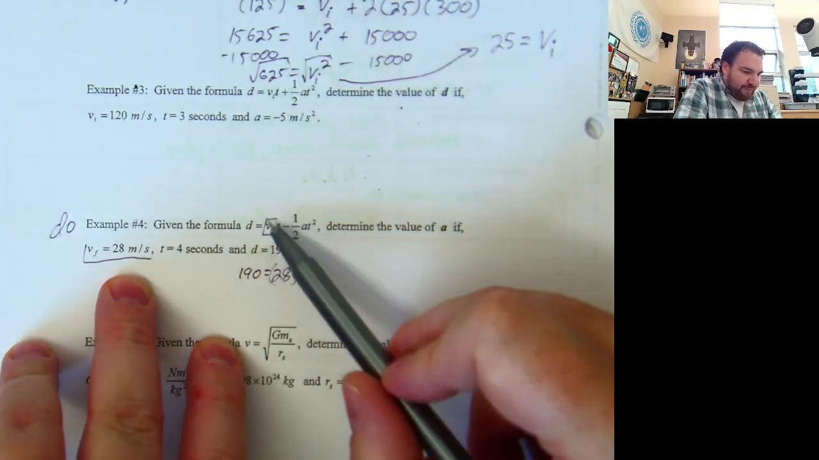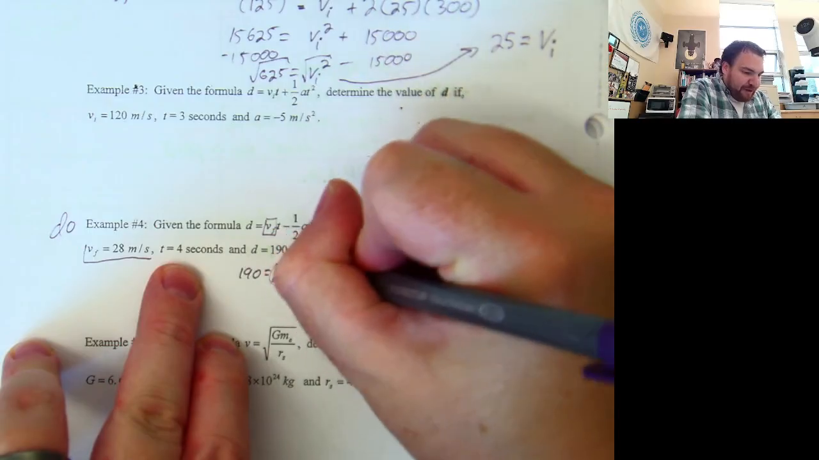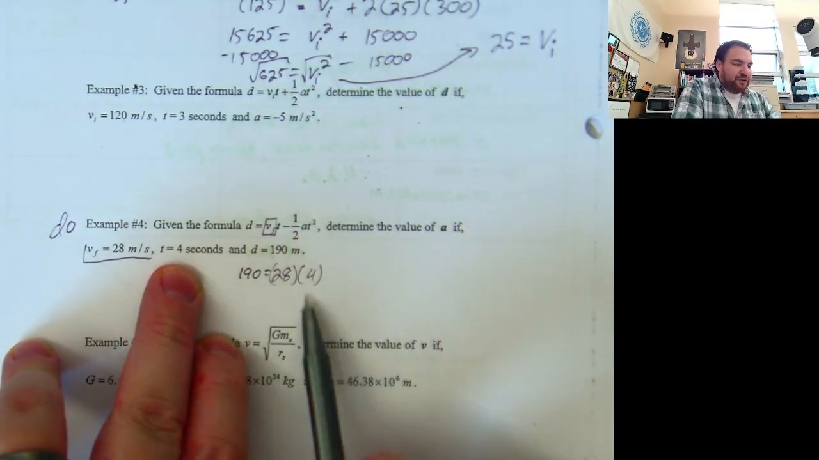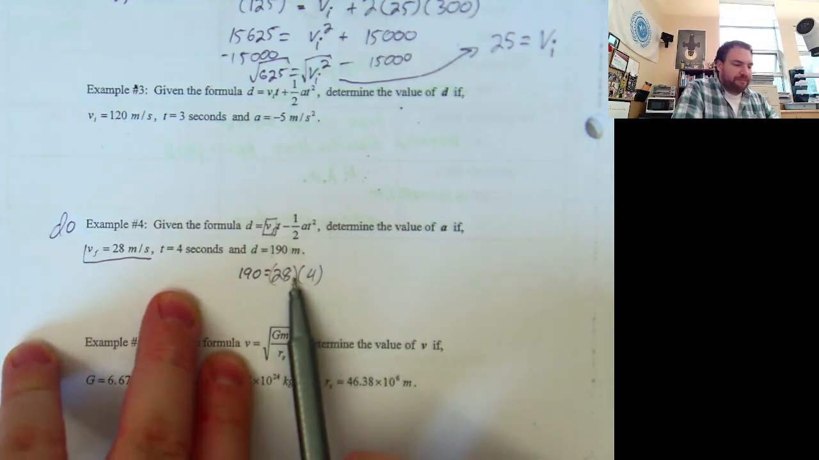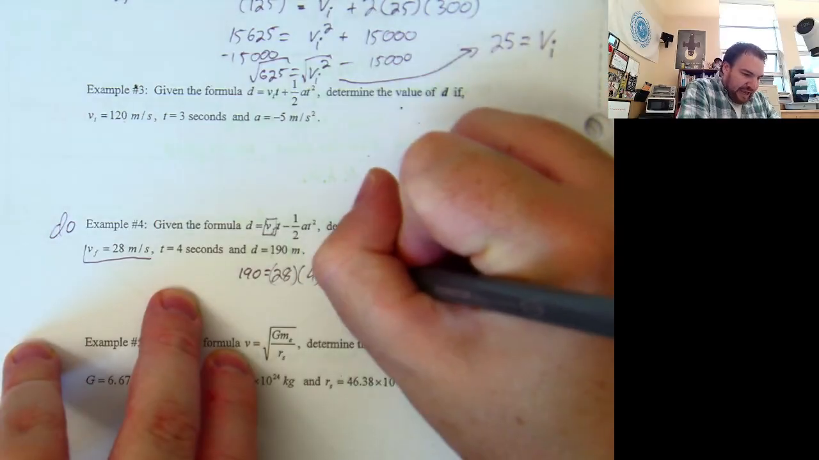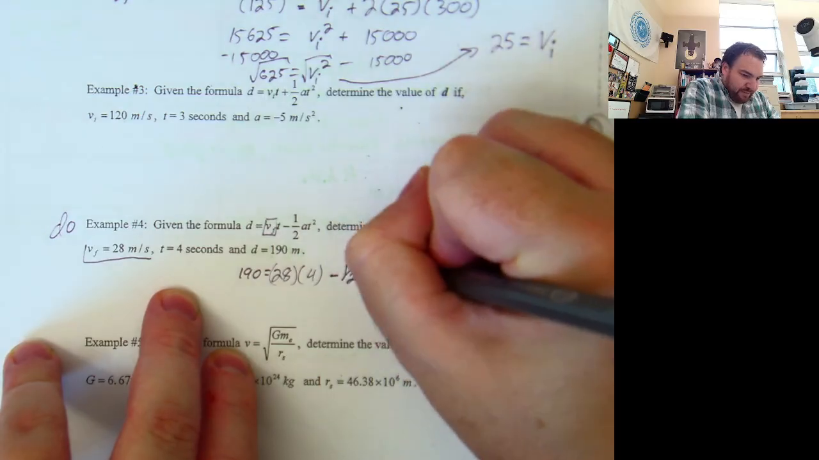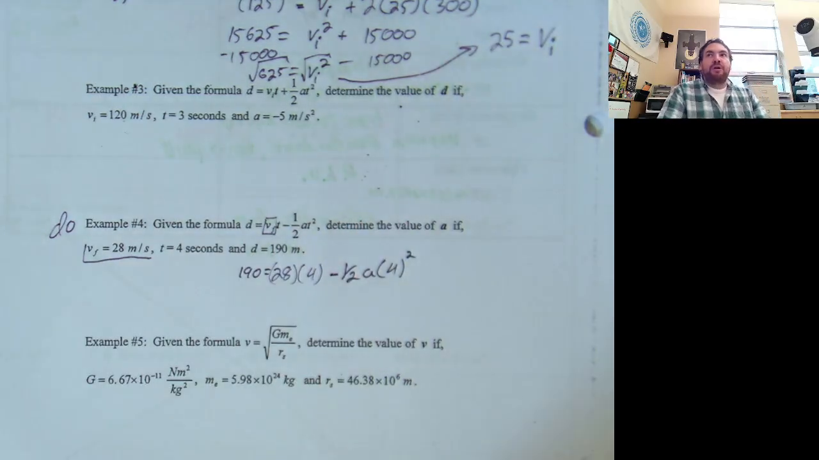So what we're going to have here is we're going to have 28. We replace the VF with a set of brackets. We put the 28 inside. The T is also going to get replaced with a set of brackets. We put the 4 inside. Again, there's no operator between them, so we're going to multiply here. Minus 1/2 A 4 squared.